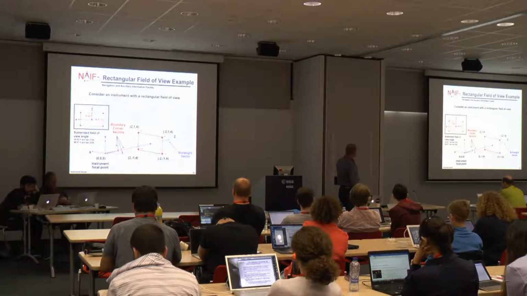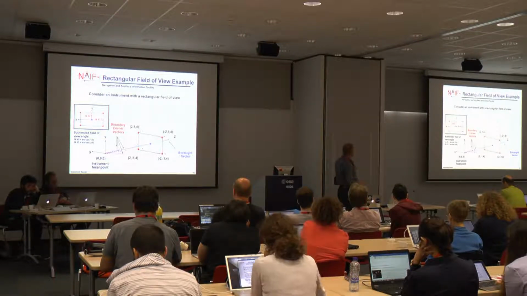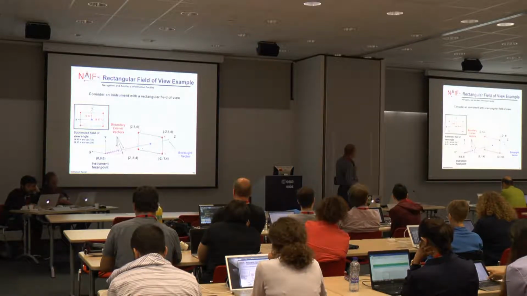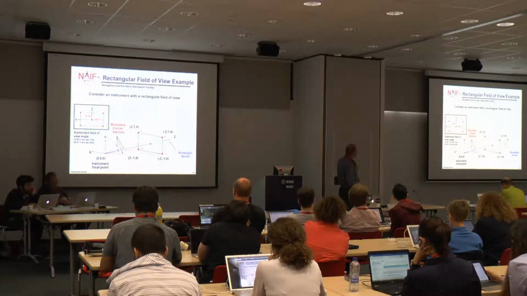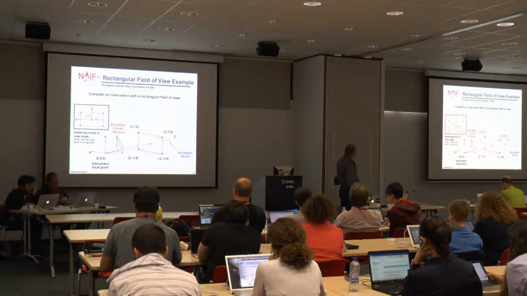So that's how this definition method works. And the next two pages show an example of a rectangular field of view. In this case, we're looking at a field of view that emanates from the origin 0, 0, with the boresight along the z-axis, the blue vector, and with the corners of the field of view going through these points with the coordinates shown in these black parentheses.